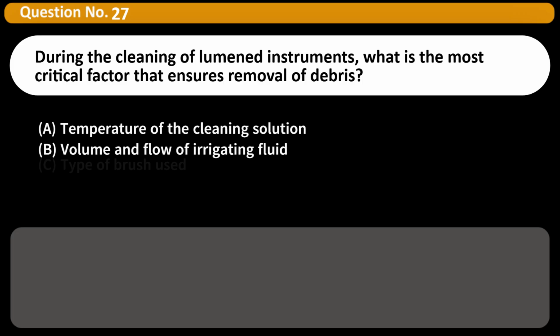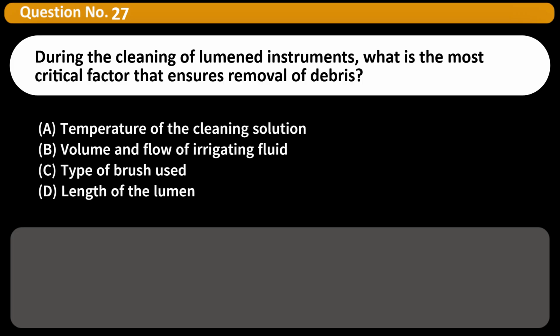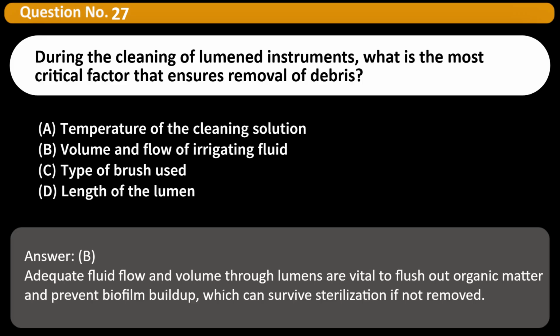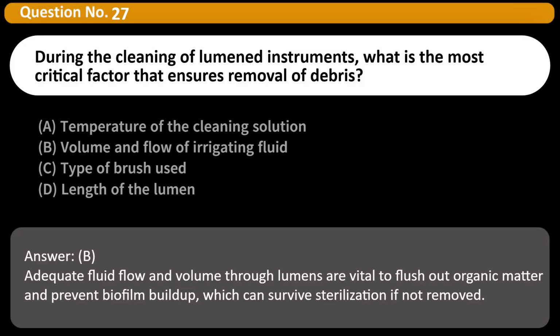During the cleaning of lumen instruments, what is the most critical factor that ensures removal of debris? A. Temperature of the cleaning solution. B. Volume and flow of irrigating fluid. C. Type of brush used. D. Length of the lumen. Answer: B. Adequate fluid flow and volume through lumens are vital to flush out organic matter and prevent biofilm buildup, which can survive sterilization if not removed.